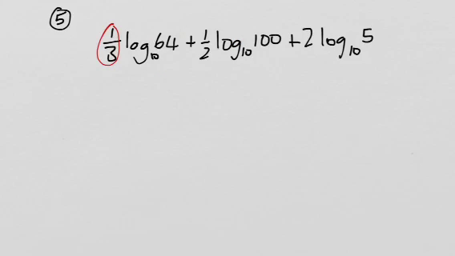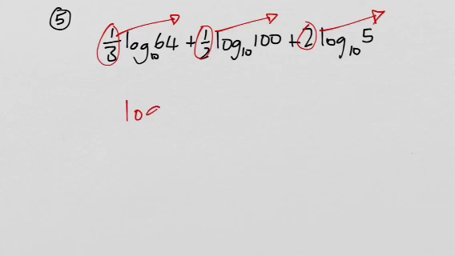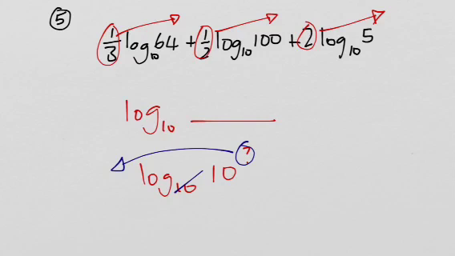Question 5, like last week's, the coefficients become powers. So the third goes up, the half goes up, and the 2 goes up. And then you just simplify it, log to the base 10. This comes out to be a nice, easy number, or it should do. Now remember, you've got to go a wee bit further than that. You've got to do log to the base 10 of 10 to the power something. And then that power comes down the front. This equals 1. So your answer is basically the power.